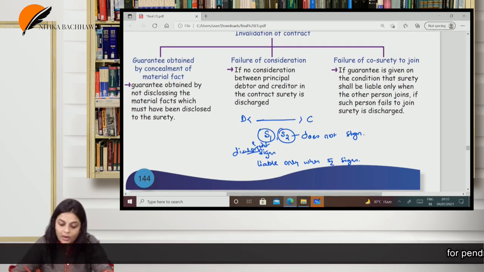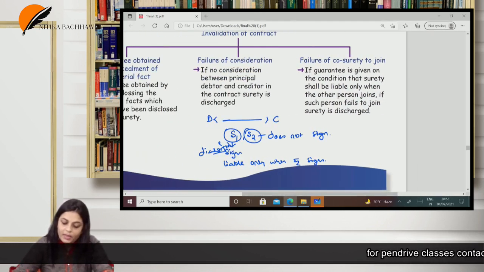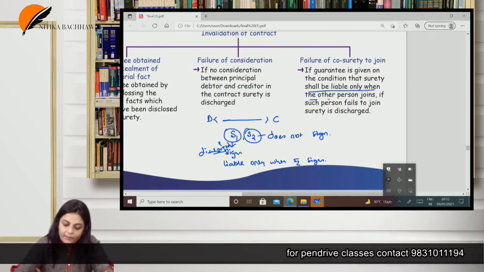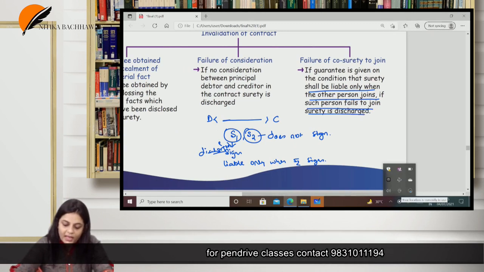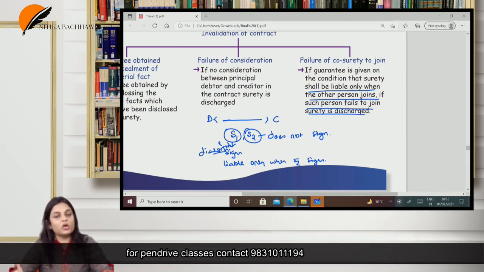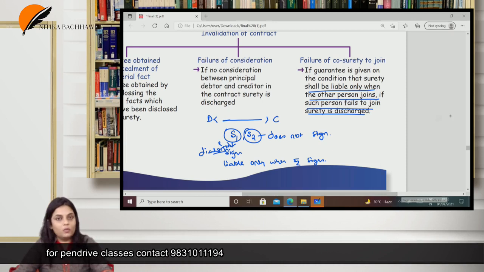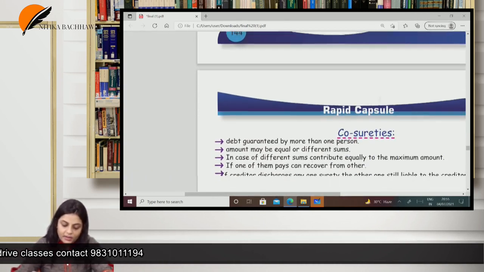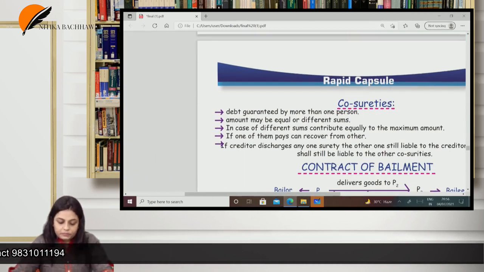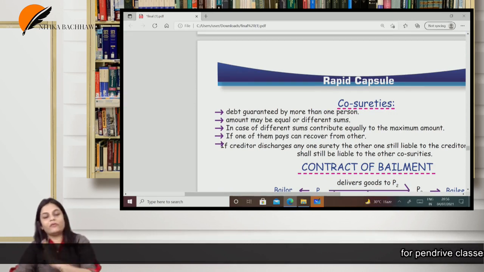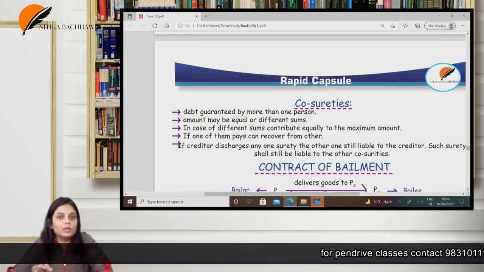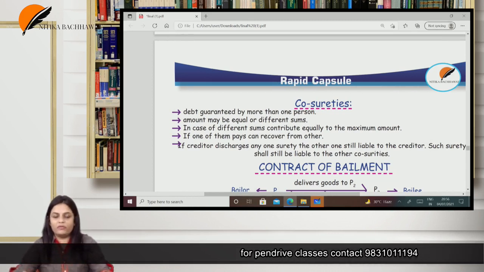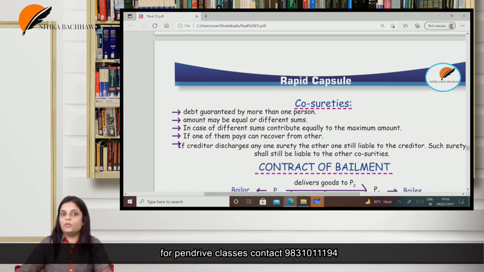Yes. So if the guarantee is given on the condition that surety shall be liable only when the other person joins, if such person fails to join, the surety is discharged. I hope it's clear. Now, so what is co-surety? Where it is guaranteed by more than one, and if one of them pays, he can recover it from the other. So I hope the whole of guarantee agreement is clear to everyone. We are done with the contract of guarantee. I hope it's clear to everyone.